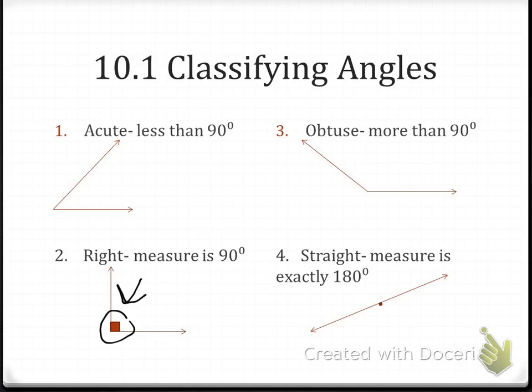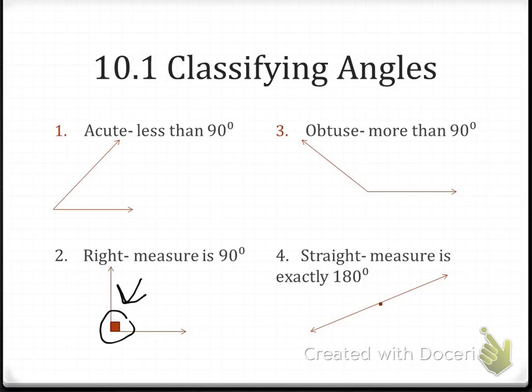So this is the foundation for this lesson. The different types of angles and being able to recognize them just by looking at them. What type of angle am I looking at? What is the measure for a right angle? 90 degrees. And what is the measure for a straight angle? That's 180 degrees. So go ahead and finish copying these down. I'll pause it for a second and then we'll continue.